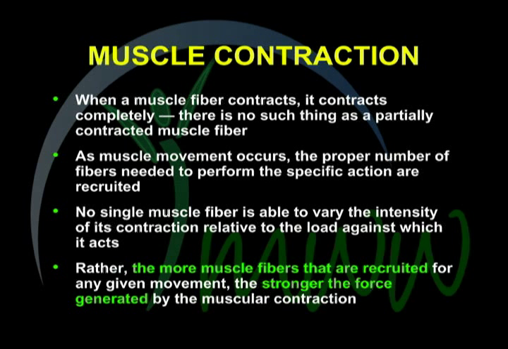Muscle contraction. When a muscle fiber contracts, it contracts completely. There is no such thing as a partially contracted muscle fiber. As muscle movement occurs, the proper number of fibers needed to perform the specific action are recruited. No single muscle fiber is able to vary the intensity of its contraction relative to the load against which it acts. Rather, the more muscle fibers that are recruited for any given movement, the stronger the force generated by the muscular contraction.